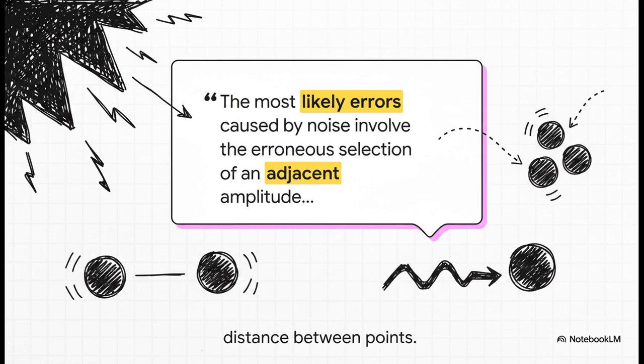Now, here's the really crucial thing to get about noise. It doesn't just teleport a signal point to some random spot. It just nudges it around its original position. And what that means is that the most common errors happen when noise pushes a point just far enough that the receiver confuses it for one of its immediate neighbors. This makes the distance between the points the single most important factor for having a reliable connection.